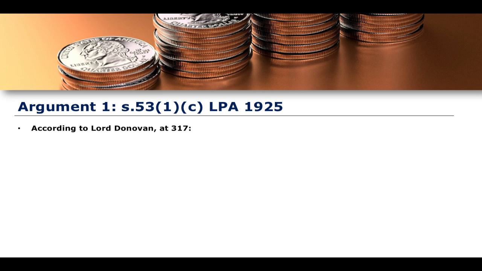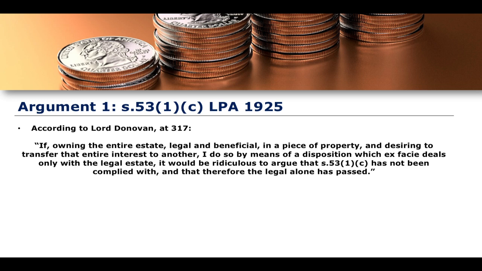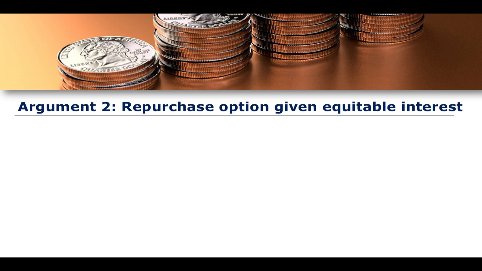According to Lord Donovan at 317, if owning the entire estate, legal and beneficial, in a piece of property, and desiring to transfer that entire interest to another, I do so by means of a disposition which ex facie deals only with the legal estate, it would be ridiculous to argue that Section 53(1)(c) has not been complied with, and that therefore the legal alone has passed. That's essentially what has happened here. On account of all of the facts of the particular case, it would make no sense to suggest that only the legal transfer has taken place in terms of title, and that Mr. Vandervell retained equitable interest by way of not completing the disposition. They completed the disposition. So argument 1 for Inland Revenue failed.